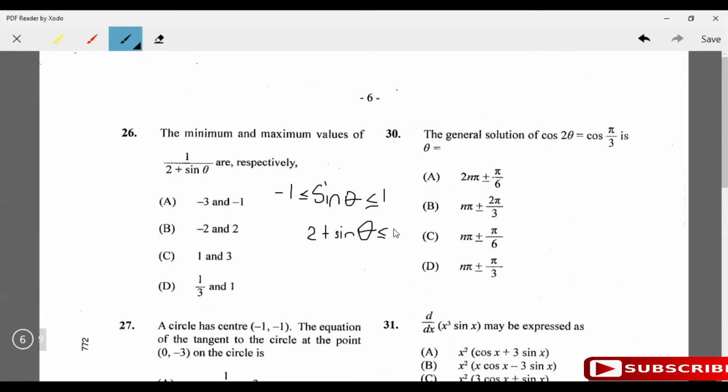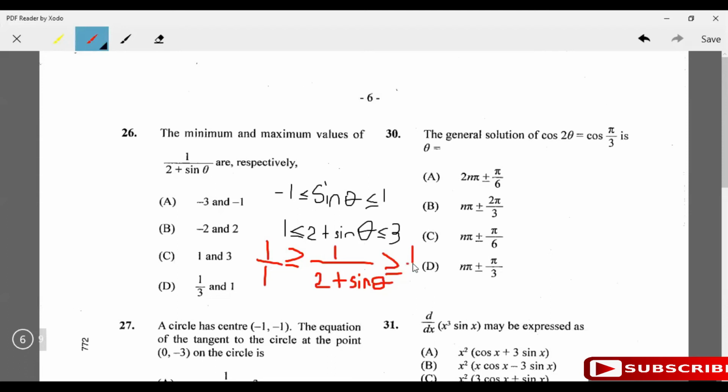And so 2 plus sine theta must then be between, if I add 2 to both sides, 3 and 1. So now if I flip it and take 1 over 2 plus sine theta, when you flip it, you have to change the sign. So you change the sign now, and so 1 over 1, and this becomes 1 over 3. That's what happened when you flip it.